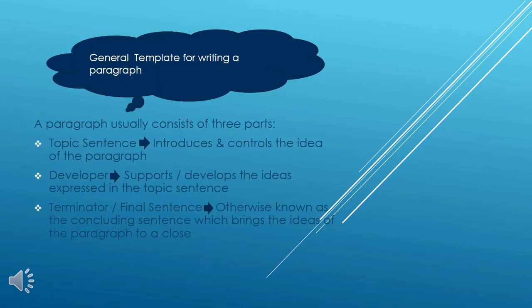General template for writing paragraph. Here you will find three parts. Topic sentence. Topic sentence introduces and controls the idea of the paragraph. This is very important because based on the topic sentence, the whole paragraph will be revolving round. So, this has to be picked up in a very conscious and very intellectual way, so that topic sentence can be an attractive one.